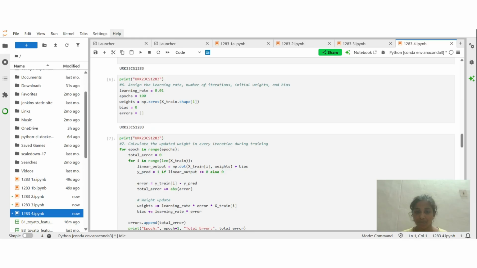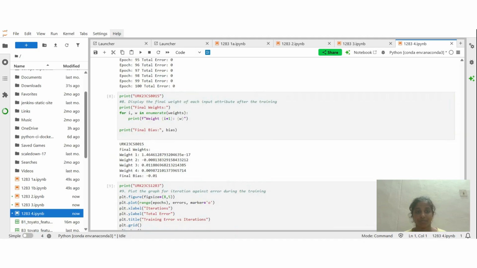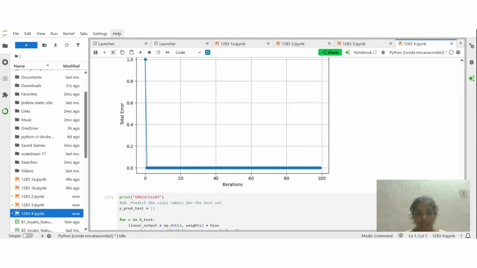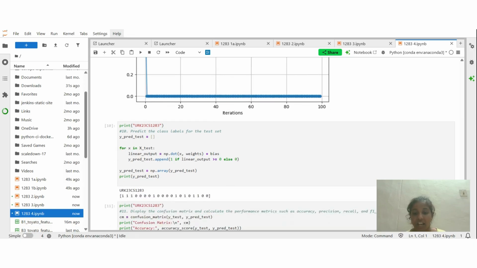And step 7 is training the model. For each training sample, it will calculate a weighted sum. And the weight update is how the model learns. And then displaying the final weights after training. The final weight for each feature represents its importance in the classification.